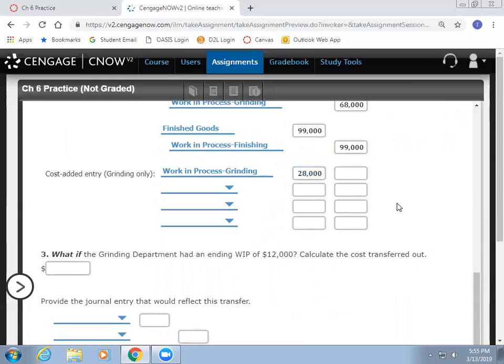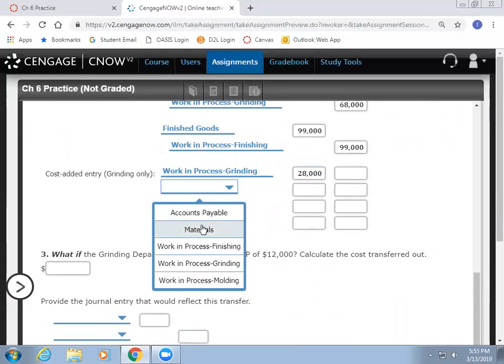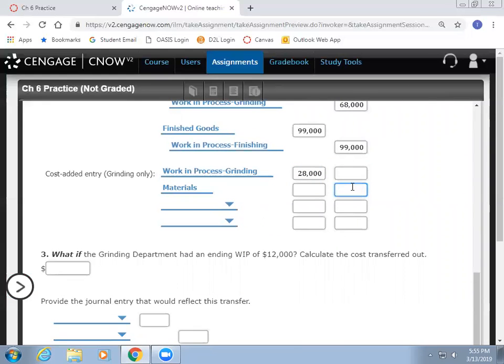And then it depends on what it is, like materials, we would credit for the 5,200, showing those materials were moving out of materials into work in process. And then for the labor, we could credit payroll or payroll payable, probably 8,800. And then we would have our overhead control credited the 14,000, showing the overhead applied.